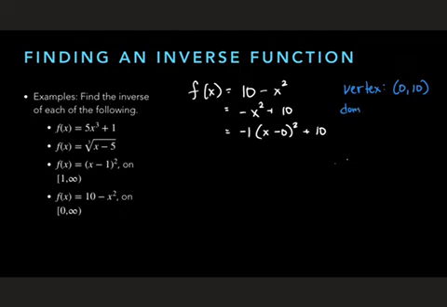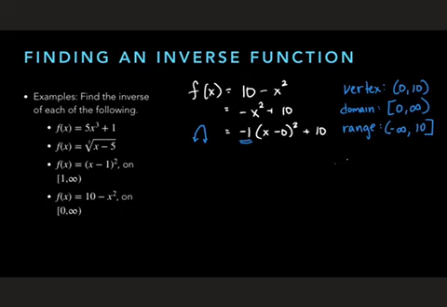My domain is going to go from the vertex to infinity. And then for range, I need to know what direction it's facing. In this case, a is negative, which means that this has that cap shape. It's upside down. So my range is actually going to go from negative infinity up to the y value of the vertex. Sorry, it's going to include the y value of the vertex. Now I have enough information on my original function.